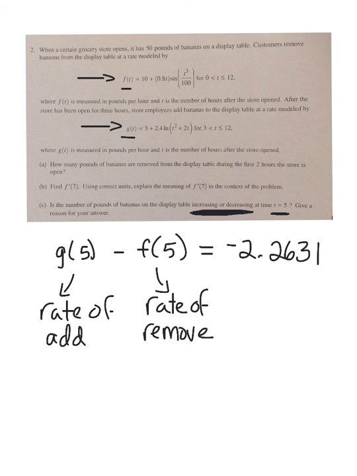All right, so this is what I have here. So if you notice, I have a negative value. So is the number of bananas increasing or decreasing? I would hope you would say that it's decreasing. Okay? And then I would just say something like this. The number of bananas is decreasing on the display table at time 5.